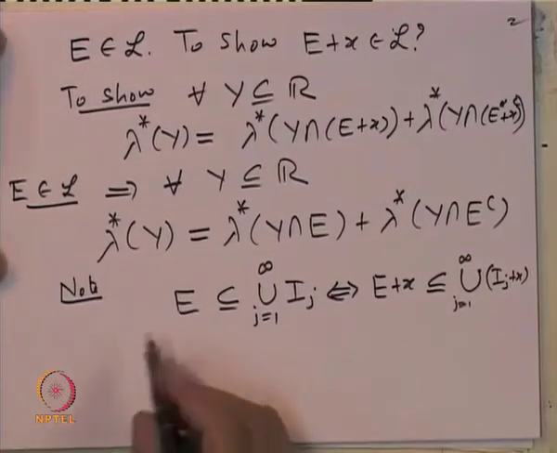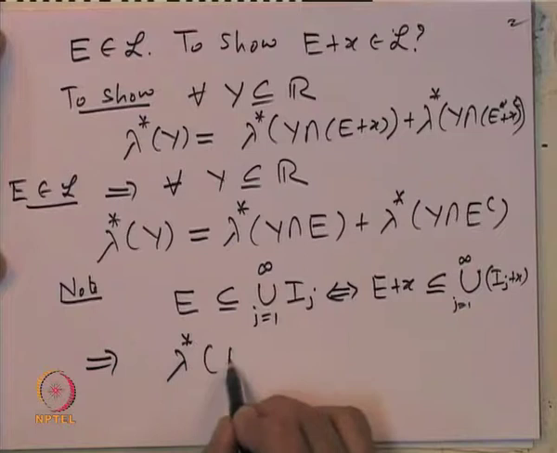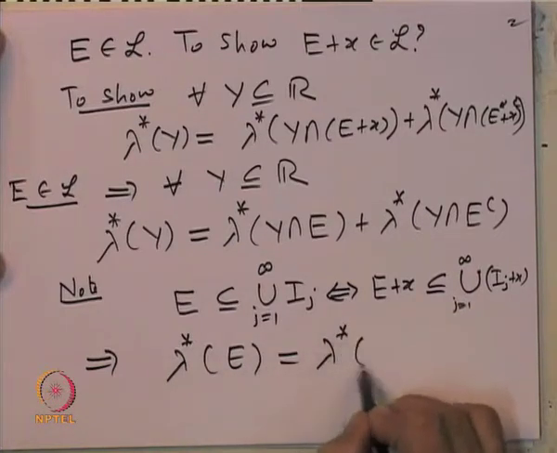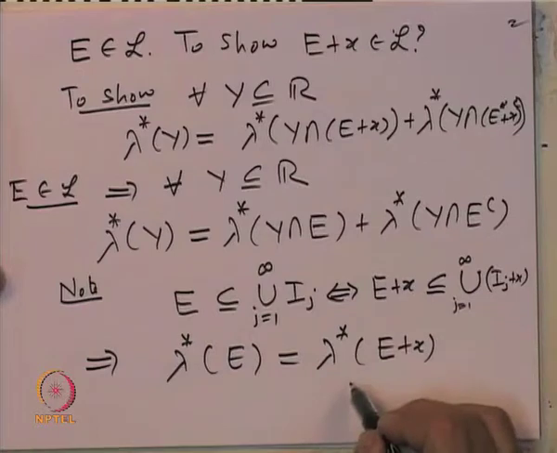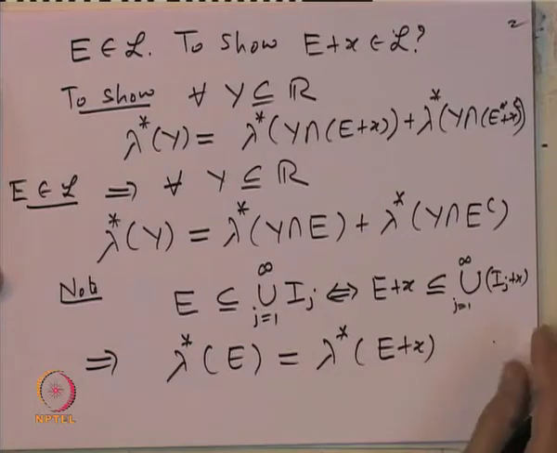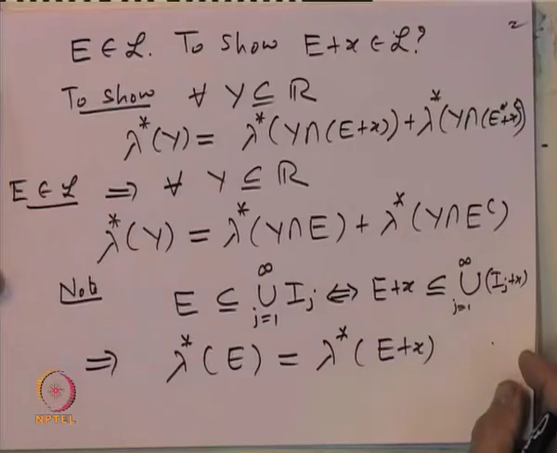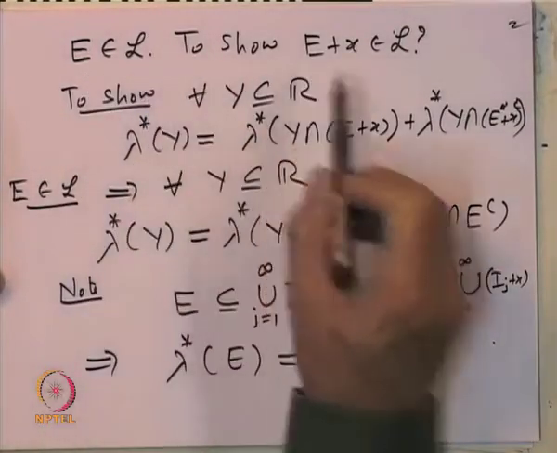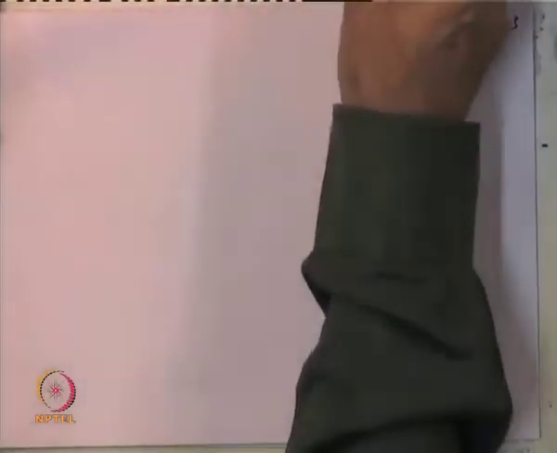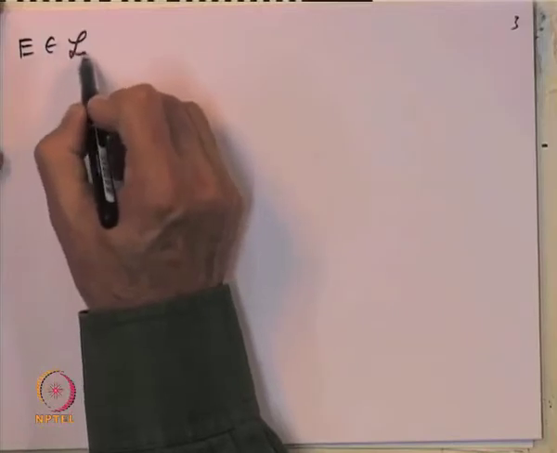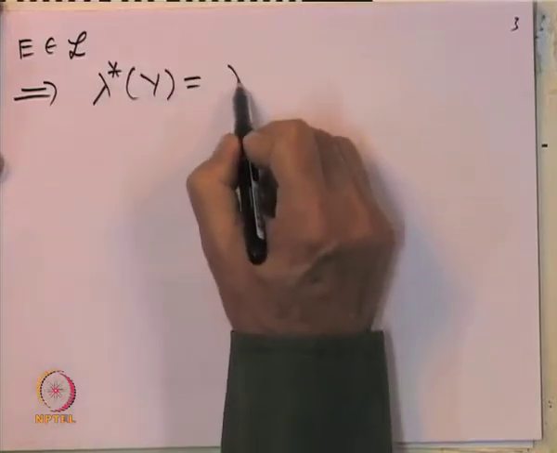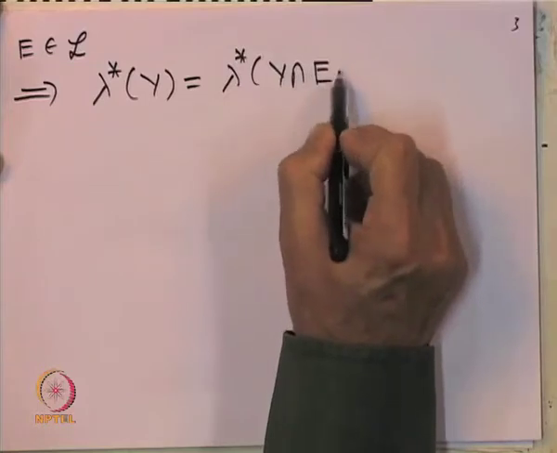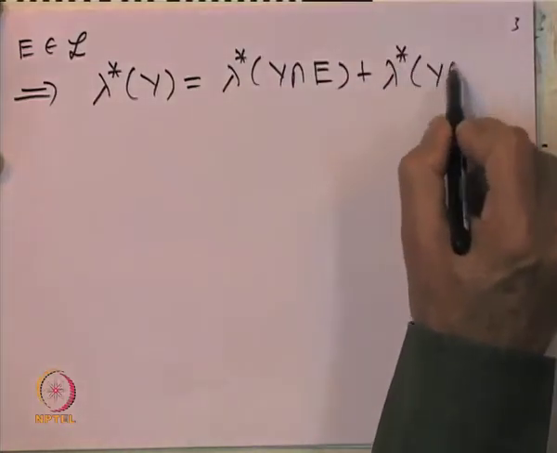So, this property obviously implies that the Lebesgue outer measure of a set E is the same as the Lebesgue outer measure of the set E plus x. So, this observation implies that the Lebesgue outer measure of a set remains invariant under translations. This is an important property of the Lebesgue outer measure we are going to use to conclude that if E is Lebesgue measurable, then E plus x also is Lebesgue measurable. So, as we said, E Lebesgue measurable implies for every subset y, we have lambda star of y equal to lambda star of y intersection E plus lambda star of y intersection E complement.